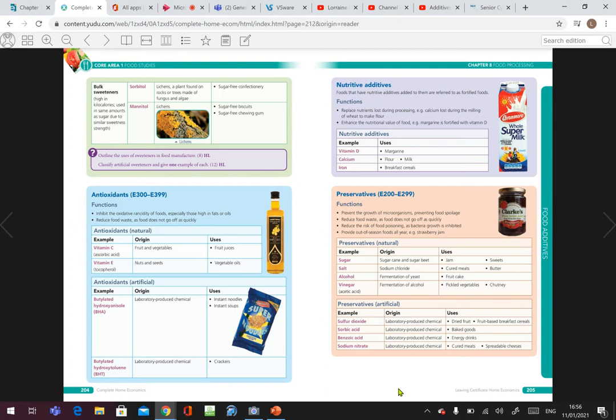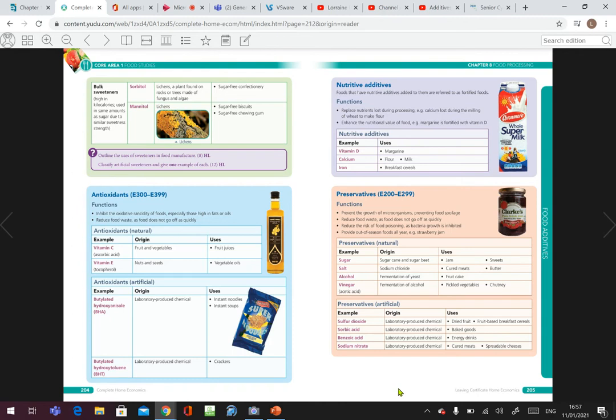And that's what antioxidants do. You have vitamin C and vitamin E, and then you've got BHA and BHT as your artificial antioxidants. To recap, they stop oxygen breaking down foods, especially foods that are high in fats and oils. As well as that, they reduce food waste as food doesn't go off as quickly, and that's always a good thing.